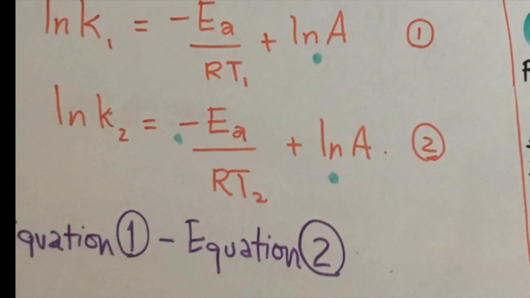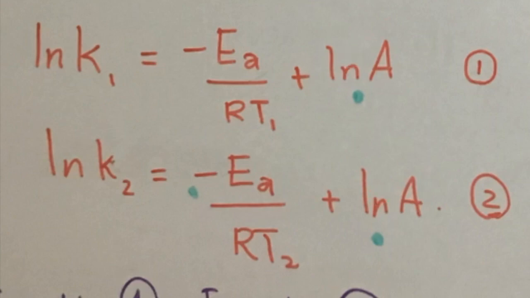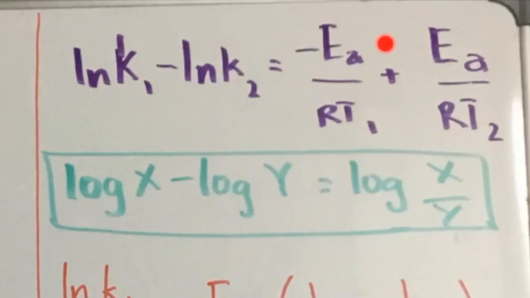And that gives us this. Ln K1, the natural log of K1, minus ln K2, the natural log of K2, equals activation energy with a negative sign in front of it, divided by RT1, plus activation energy, note there's no negative sign, over RT2. And this happens because in subtracting the equations, the two ln A's would cancel. Then negative EA over RT1 minus negative EA over RT2 translates into this positive sign, with the negative being retained here.